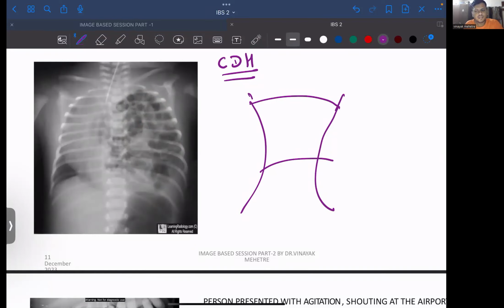See, if a shadow is coming from the borders, which hernia is it? It is Bochdalek hernia. If the shadow is coming from the middle, a black shadow going up from the middle, it is Morgagni.